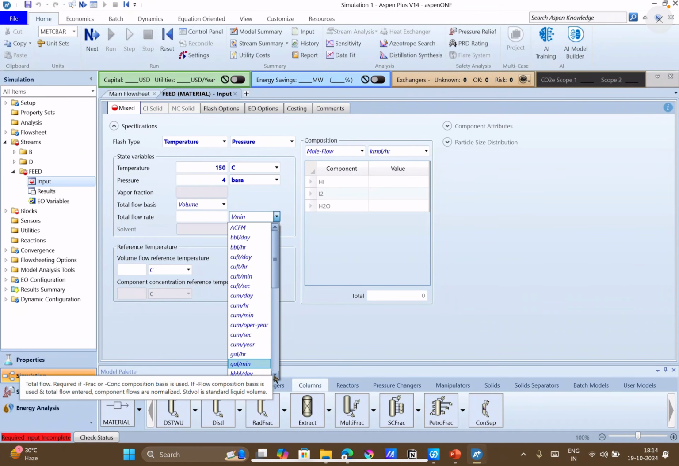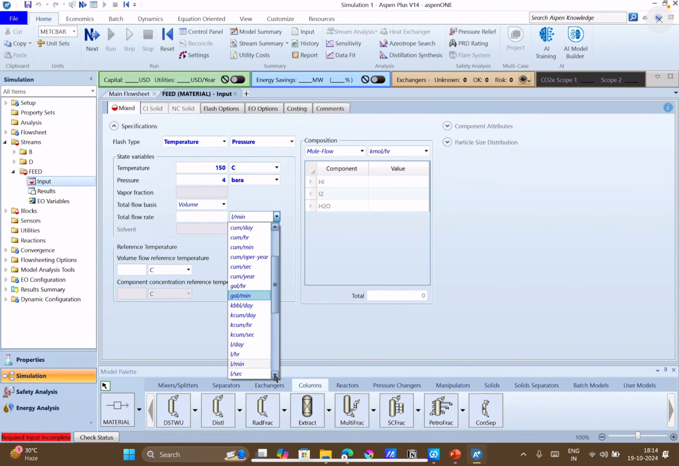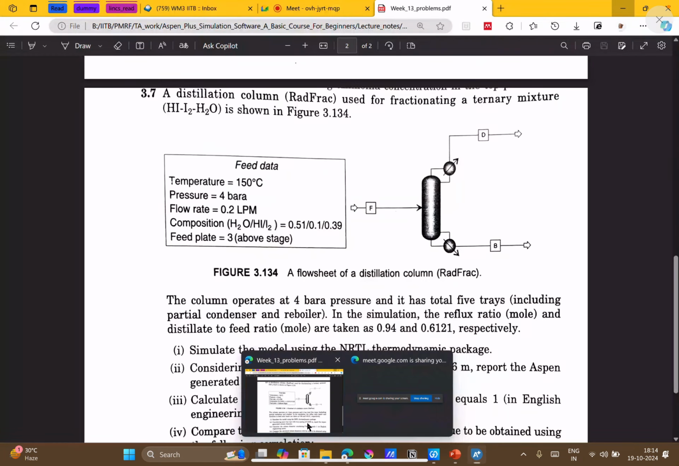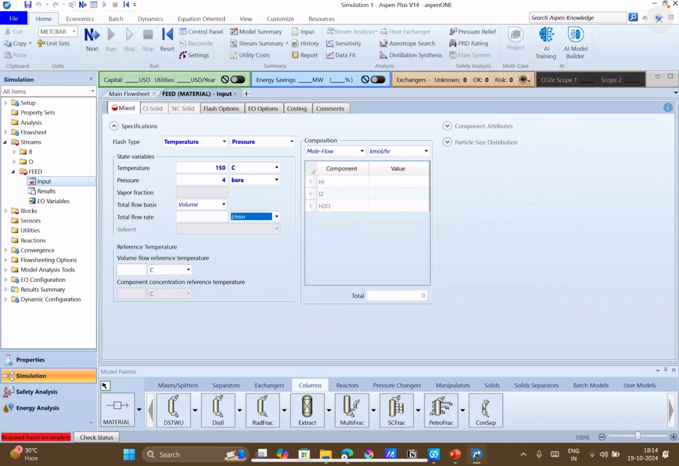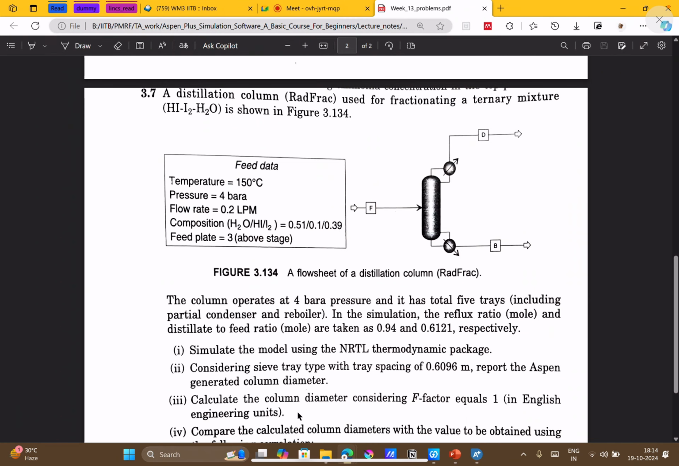So we have been provided with the flow in liters per minute, this much, so 0.2 volumetric flow rate, and the composition. The composition is H2O is 0.51, HI is 0.1 and I2 is 0.39.